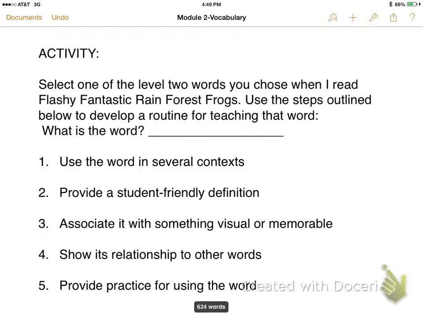Okay, what would be a student-friendly definition that you could use? Write that down. Okay, think of a way to associate it for the children visually or in a memorable way. What could you do? Could the students draw a picture? Could it be something silly? Could they connect it in a graphic organizer? What could they do?